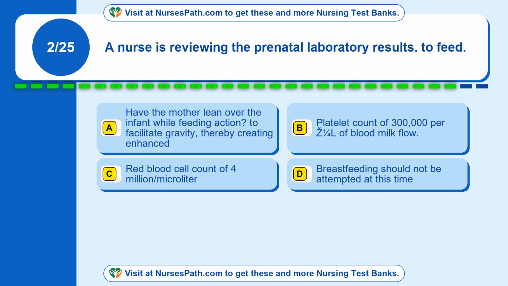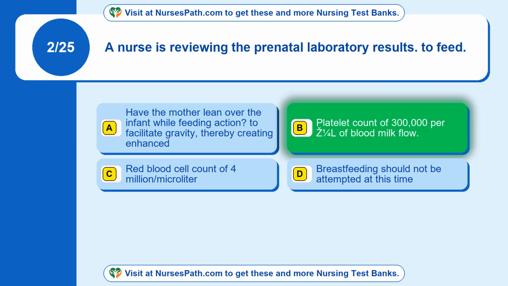Question 2. A nurse is reviewing the prenatal laboratory results. Option A. Have the mother lean over the infant while feeding, to facilitate gravity, thereby creating enhanced milk flow. Option B. Platelet count of 300,000 per microliter of blood. Option C. Red blood cell count of 4 million per microliter. Option D. Breastfeeding should not be attempted at this time.